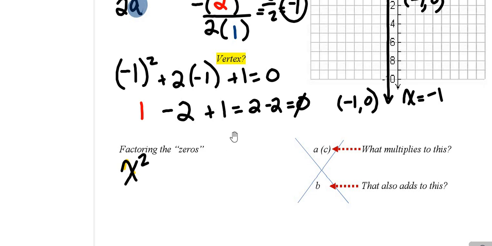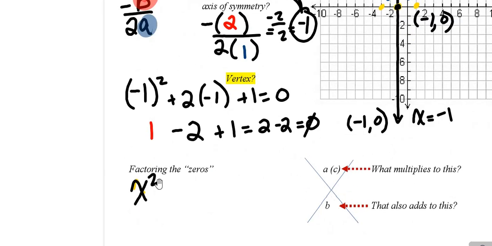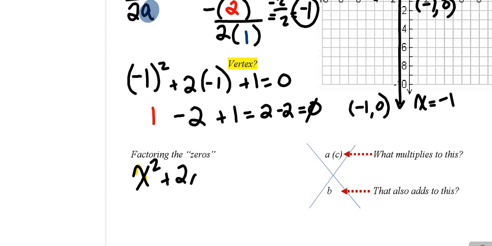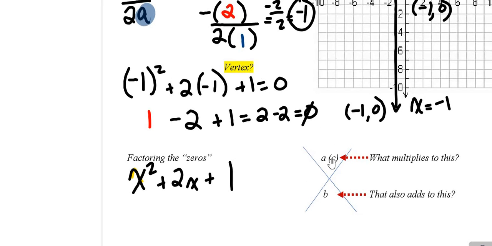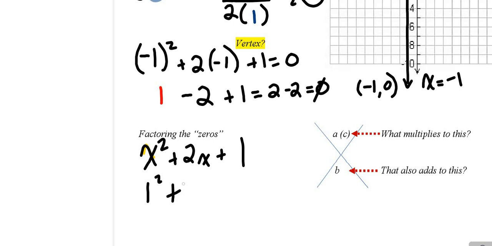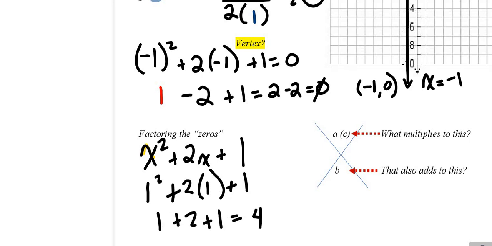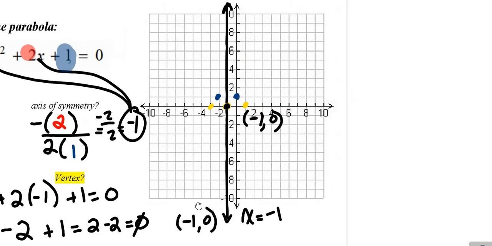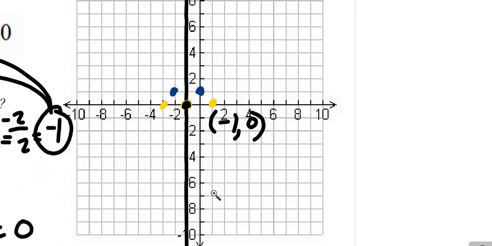So I have x squared plus 2x plus 1. And we're going to put a positive 1. That's where that yellow is. So that's 1 squared plus 2 times 1 plus 1. That's 1 plus 2 plus 1, 4. So I know right here at the positive 1, I'm going up to 4. And then I mirror that the other direction.